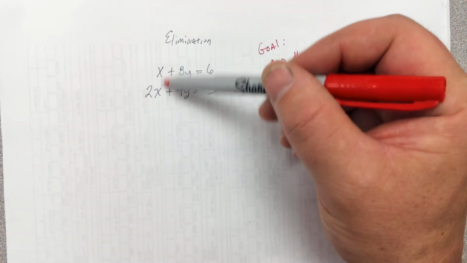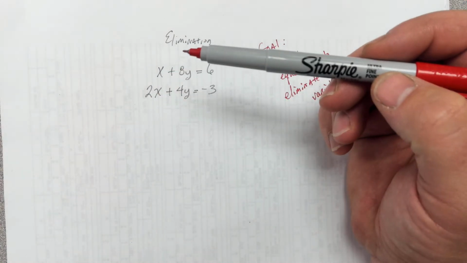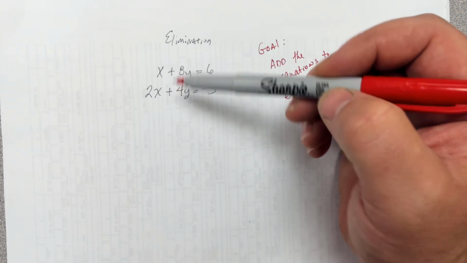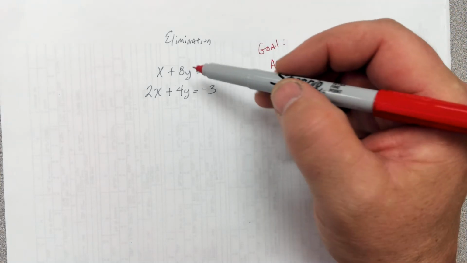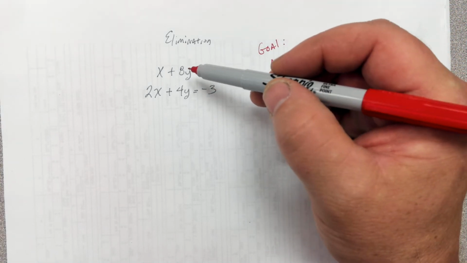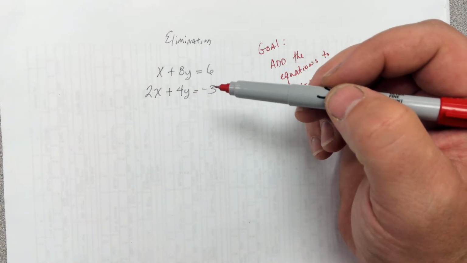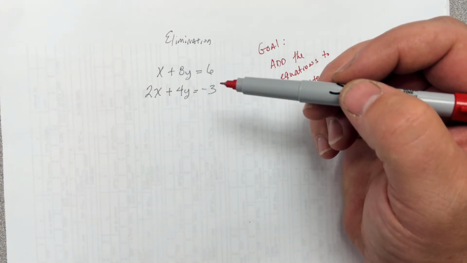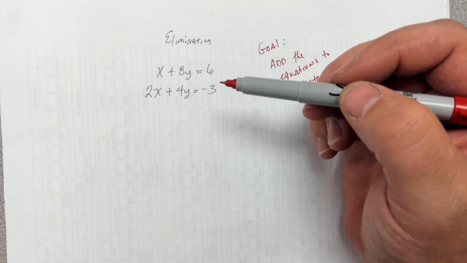Now here's the thing. If I wanted to get rid of x, since this is a positive 2, I would need this one to be a negative 2. Do you know what I mean? Because then that would make it 0. Does that make sense? If I were going to get rid of y though, since this is 8, I would want that to be a negative 8, and then those would go away. You don't do both at once. It doesn't work that way. You just pick one.